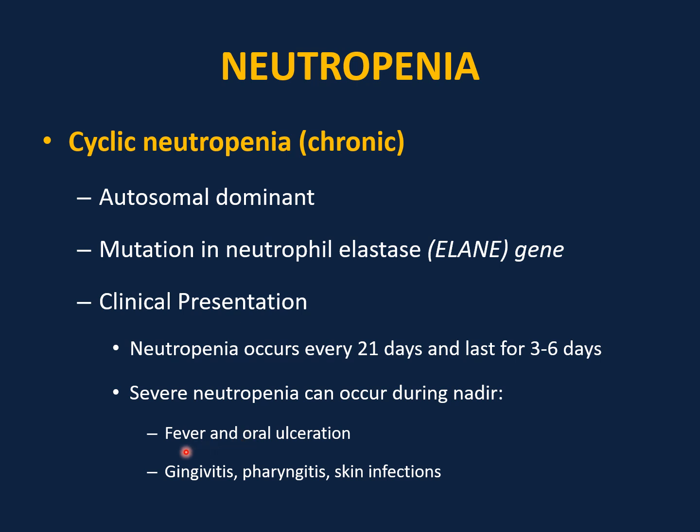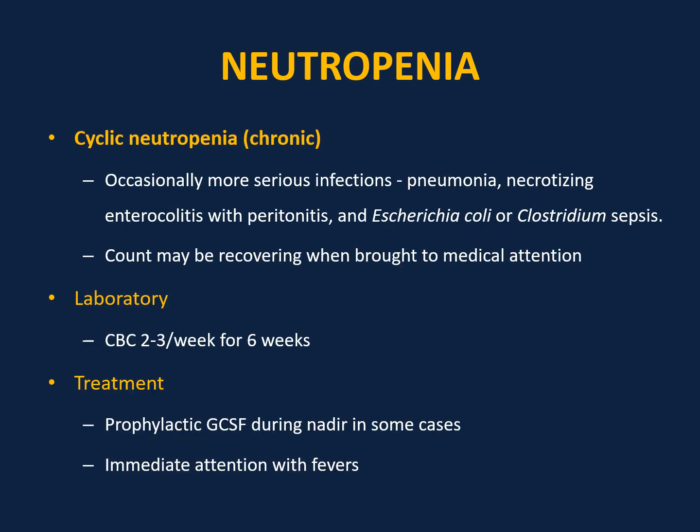And this can be associated with fever, oral ulceration, gingivitis, pharyngitis, and skin infections. Cyclic neutropenia may present with more serious infection like pneumonia, necrotizing enterocolitis, or sepsis. The count when you do the CBC may be recovering when brought to medical attention, so it will not be easy to diagnose. In order to diagnose this condition or to discover the cyclic pattern of the neutropenia, you need to do CBC 2 to 3 times per week for 6 weeks.